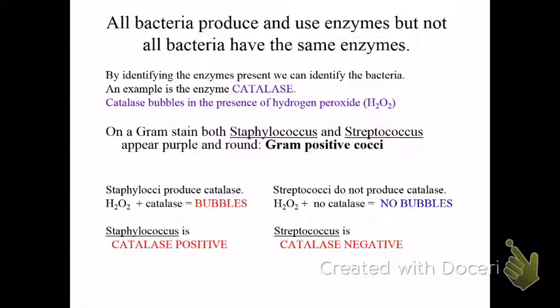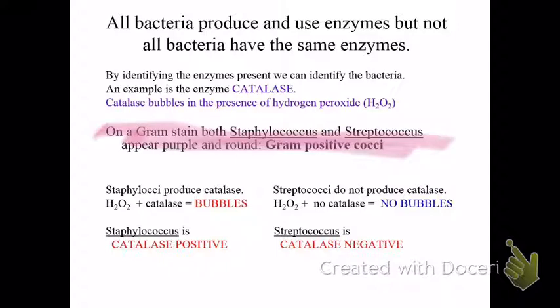Strep and staph, if you do a gram stain, they look the exact same. Coccus means they're round. Gram-positive. Strep and staph are always gram-positive. Always, always, always gram-positive. So they're going to be purple and round under a microscope.